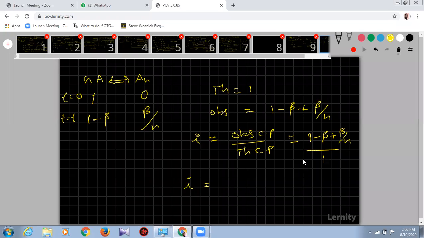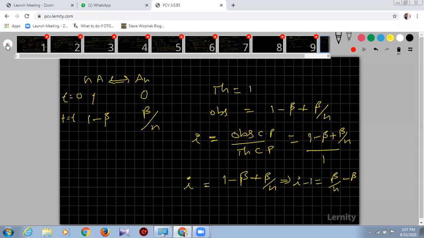Now i is equal to, we will do one thing. We will take i is equal to 1 minus beta plus beta by n. I will subtract 1 here. Then what will become here? So i minus 1 is equal to, then what do you get here? Beta by n minus beta. Am I right or not? That is the case. Now, if you simplify it, I'll go to the next slide.